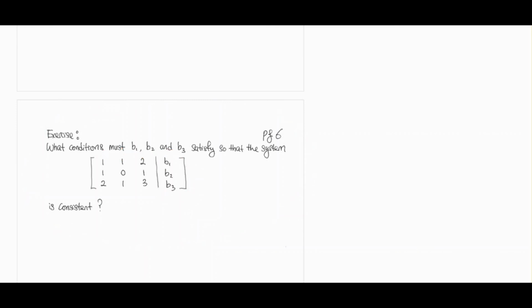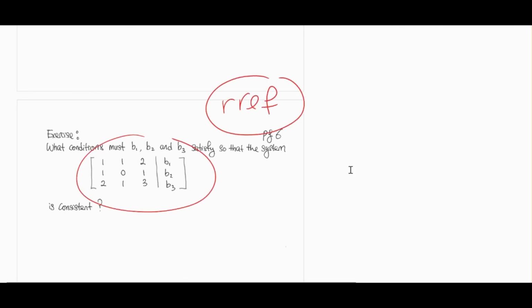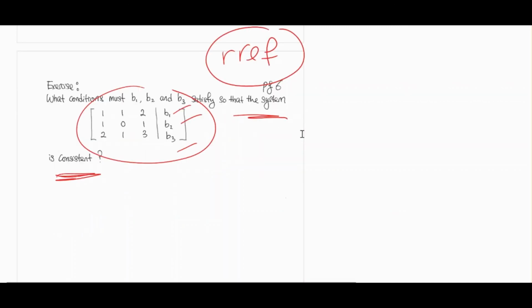And in order to answer these kinds of questions, we don't really have to turn this into an REF matrix. We can just reduce it all the way to a point that we can see something, then maybe we can just stop, and you will be able to see what kind of relationship B1, B2, and B3 have to satisfy in order to make sure that the system actually has a solution. So I want you to take a few minutes and work on it, and then we'll look at the solutions, okay?